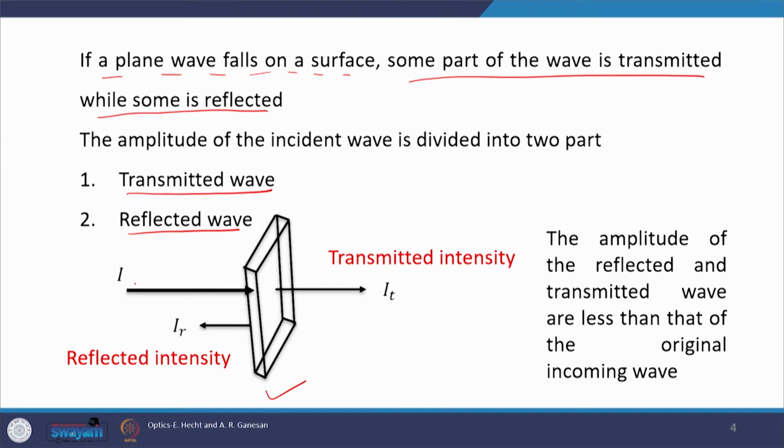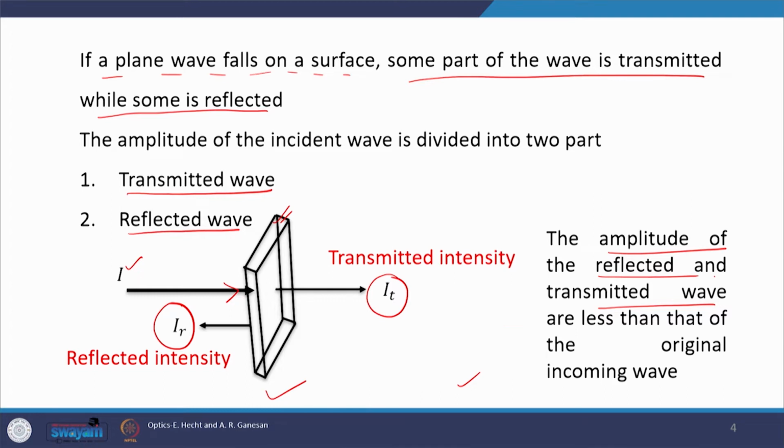The incident intensity is I, the transmitted intensity is represented by IT and the reflected intensity is represented by IR. If you sum these two intensities, then we will get the original intensity I, provided the medium, the film, is lossless. And of course, the amplitudes of the reflected and the transmitted waves are less than that of the original incoming wave. This is a very simple concept, but we must understand it properly.